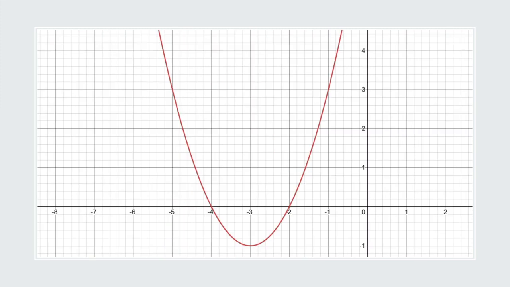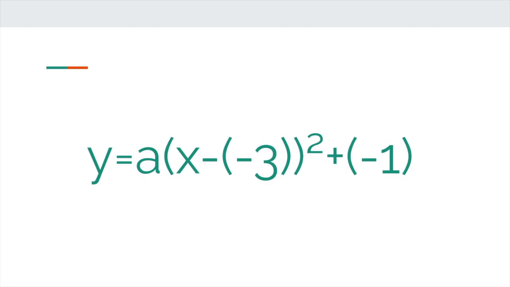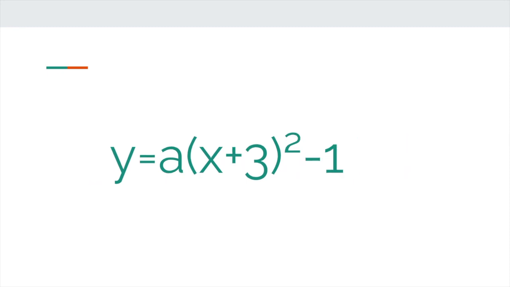Now, back to using the formula. We can see here that our vertex is located at -3, -1. The x-coordinate of the ordered pair represents the h over here, and the y-coordinate represents the k over here. We can plug in these numbers, and we get y is equal to a multiplied by (x minus -3) squared minus 1, which is y is equal to a multiplied by (x plus 3) squared minus 1.